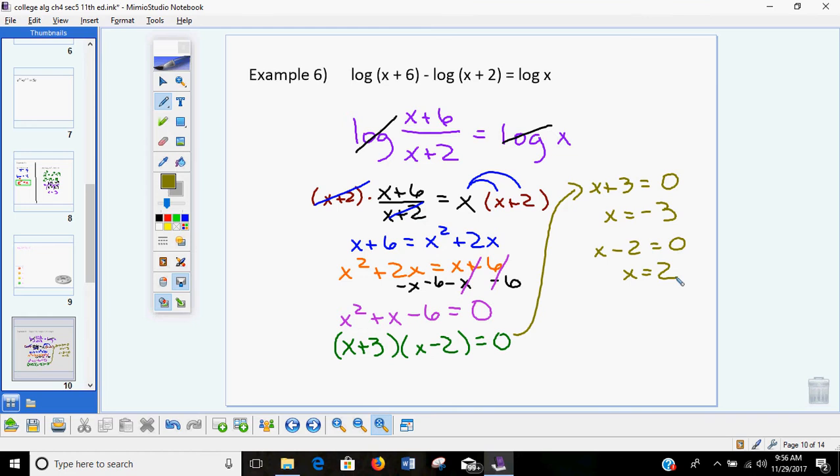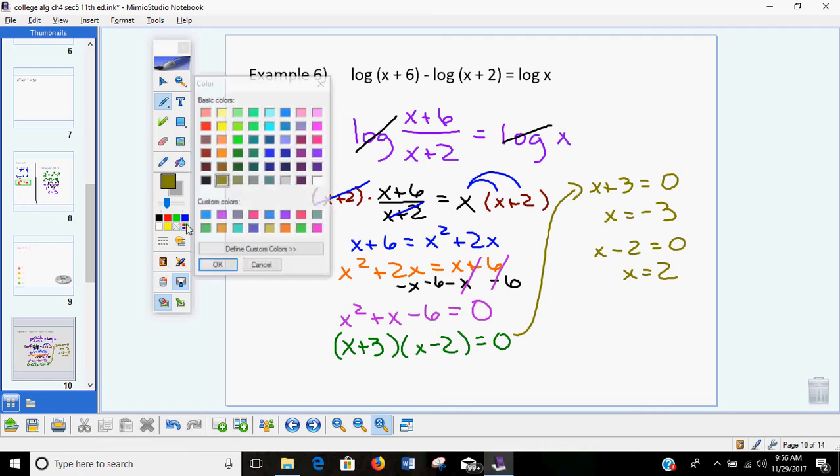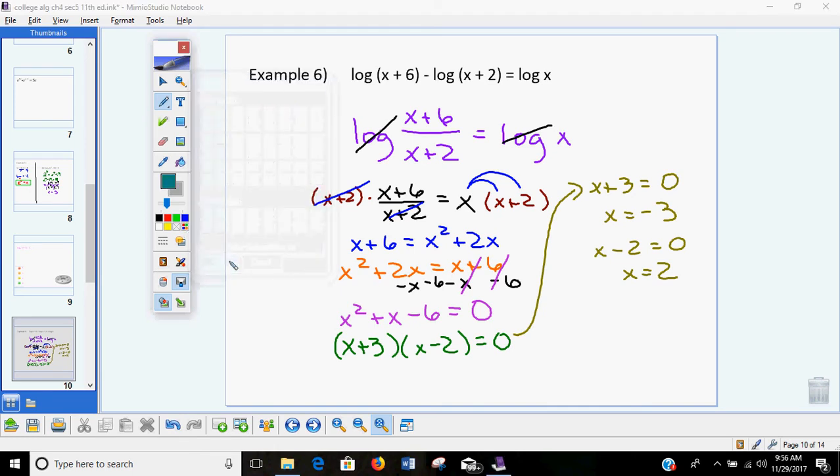Now on this one, you do need to check your answers. So you want to make sure that you can check them in the calculator. If I plug in the negative 3 up at the top, so if I put a negative 3 here, I can do log of 3 and that works. But if I put a negative 3 here on that right one, I get log of negative 1. You can't do the log of a negative number. It will give you an error. So that tells me that that negative 3 is not going to work.